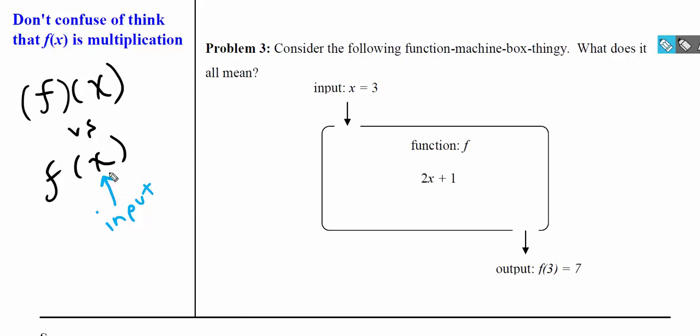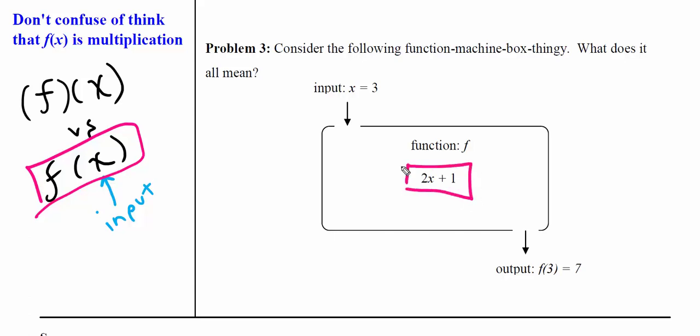So if the input is x, this right here is a function, and that's the machine. Will the machine always be the same? Will the function always be the same? No, functions are unique, and the inputs we put into them are unique, and the outputs we get out of them are unique depending on the mechanism of the function.